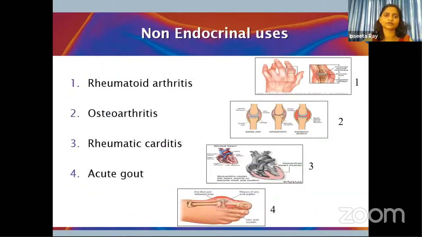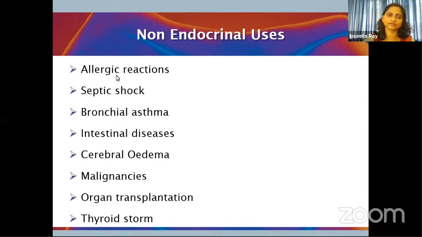Then the non-endocrinal uses. I will not go into the details, but I'll just talk about the conditions where they are used. Because corticosteroids have anti-inflammatory properties, they are used in inflammatory conditions like rheumatoid arthritis, osteoarthritis, rheumatic fever, and acute gout, when the NSAIDs are not responding. The other conditions include allergic reactions.